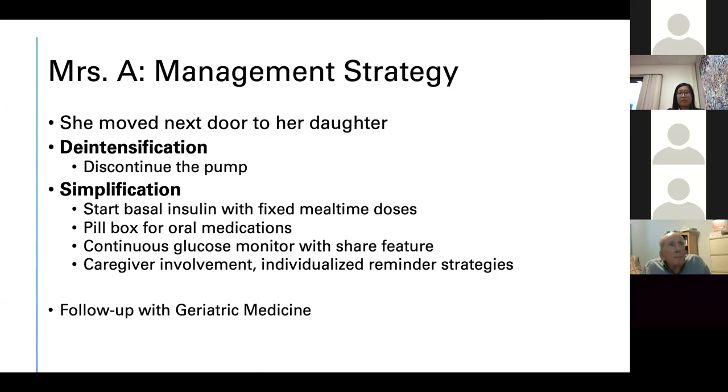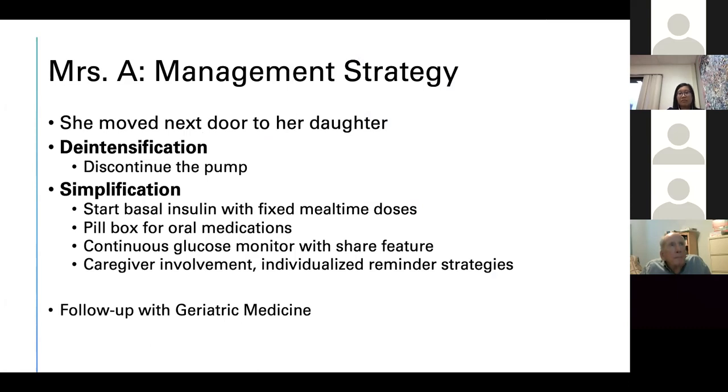We discontinued the insulin pump because it was actually too dangerous for her to continue on the device. And we simplified her to basal insulin with fixed mealtime doses to avoid any carbohydrate counting. Her daughter was very involved in her care and was able to give her the insulin injections throughout the day.